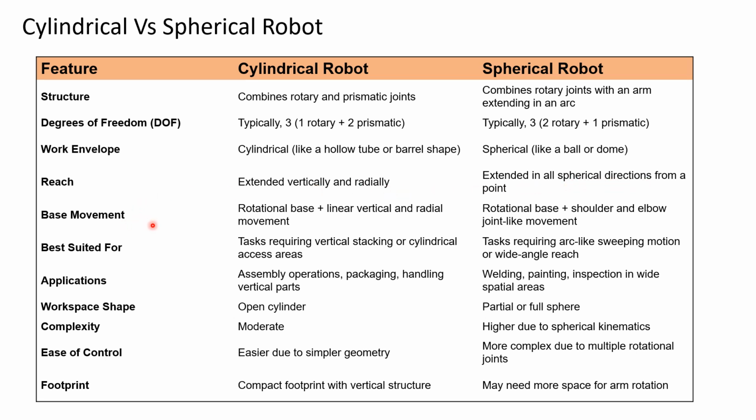Then we have base movement: cylindrical is best suited for tasks requiring vertical stacking or cylindrical access areas, and spherical robots are best suited for tasks requiring arc-like sweeping motion or wide-angle reach. Then workspace shape, as we saw already: an open cylinder, and a partial or full sphere. Complexity is moderate for cylindrical and high for spherical due to spherical kinematics. And then ease of control: it is easier for cylindrical due to simple geometry, and more complex for spherical due to multiple rotational joints. So this is a summary of what we learned about cylindrical and spherical robots.